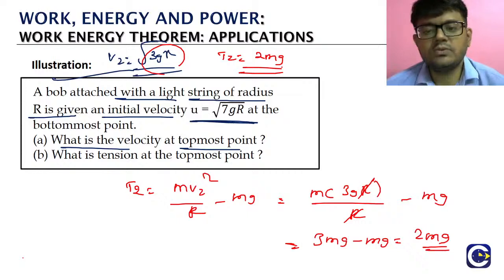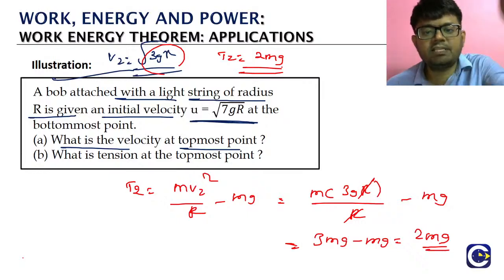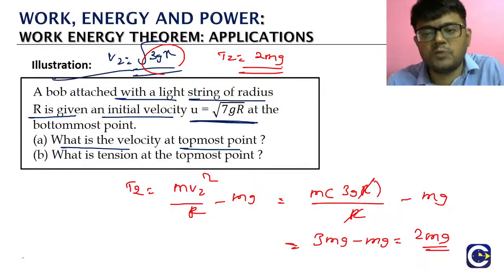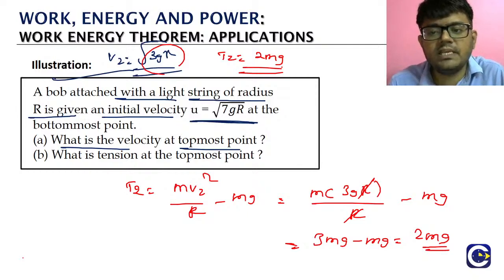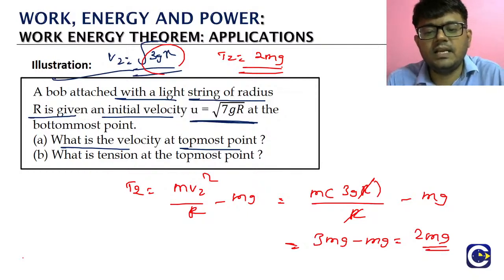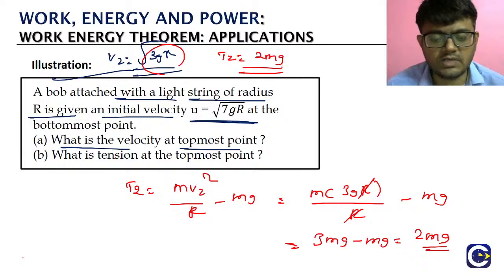Alright, that's it. So we are using the velocity relation between the bottommost point and topmost point. அப்புறம் we are using the tension with the relation particular velocity. ஓகேவா?